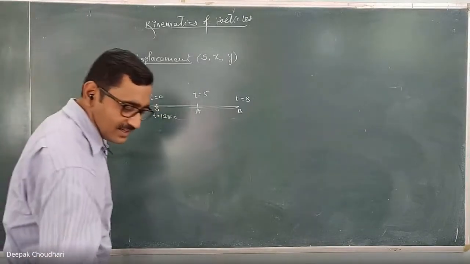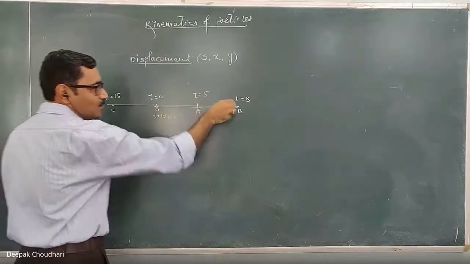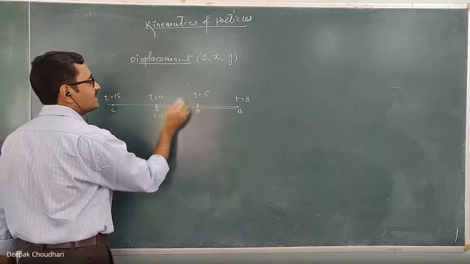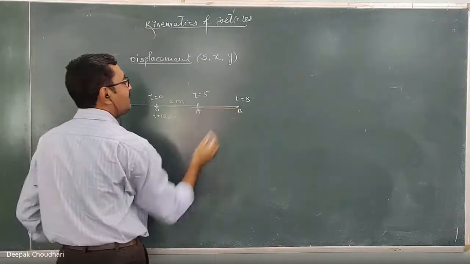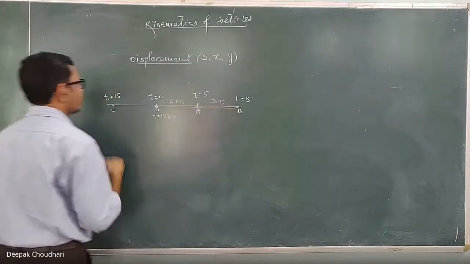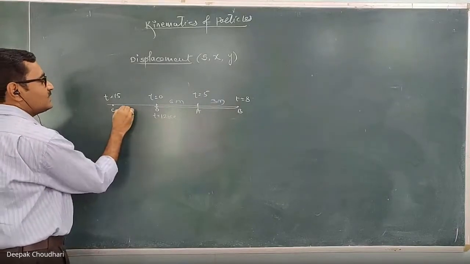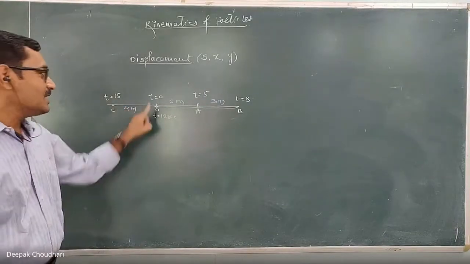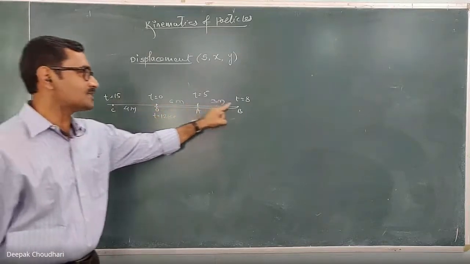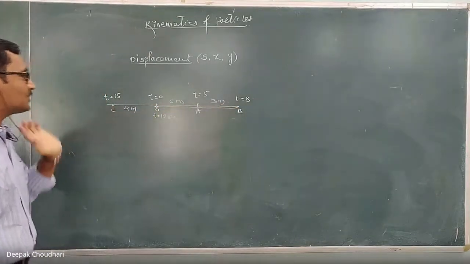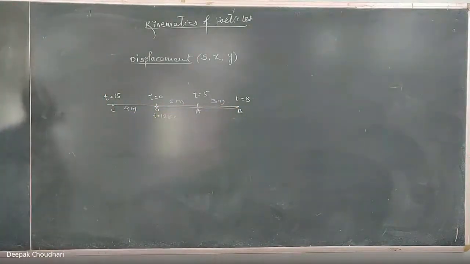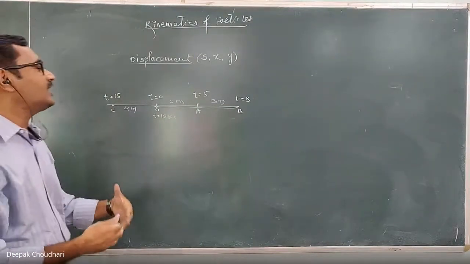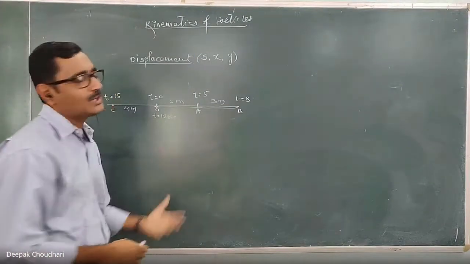Okay, and here on this motion line, this OA distance is, suppose, 6 meter, AB distance is 3 meter, and this OC distance is 4 meter. Okay, the particle starts from the origin, moves towards right, reverses the direction of motion and moves towards left till 15 seconds. So let's consider this journey of the particle from t equal to 0 to t equal to 15.